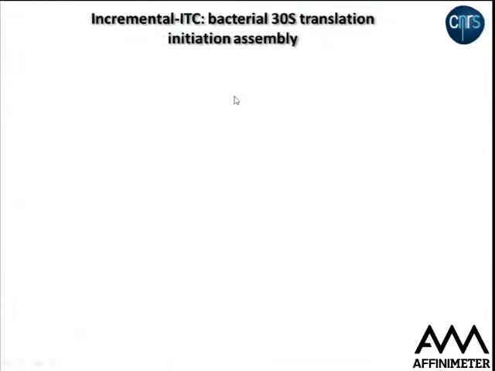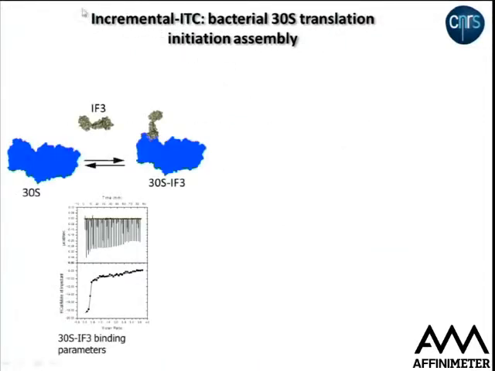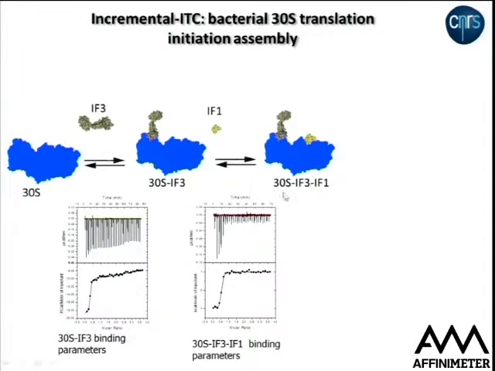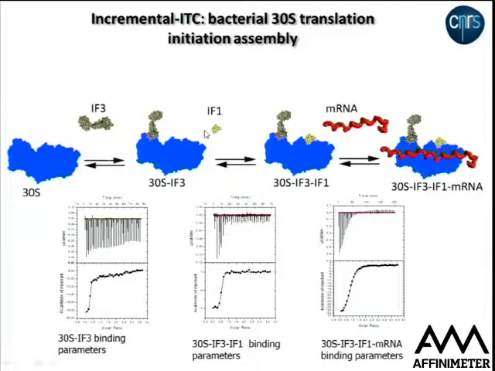So for this, we used our incremental ITC strategy, just here to illustrate. We start with a 30S in the ITC cell. We add IF3, and we have binding parameters for 30S IF3. Then we add another factor, and we have binding parameters for 30S IF3, IF1 binding, and so on and so on. We add messenger RNA. So using the same strategy that was developed previously for RT.